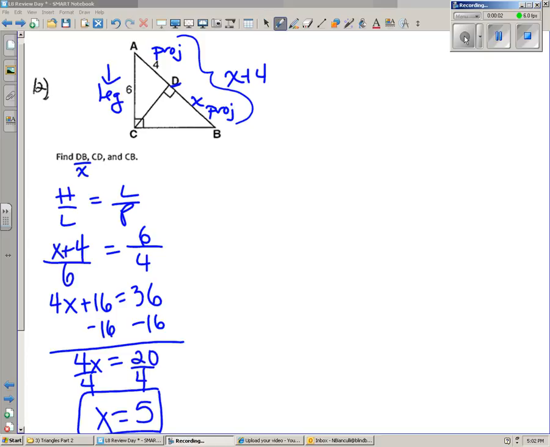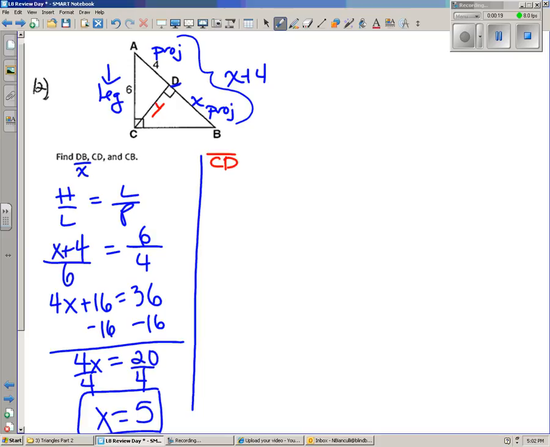All right, so we're going to resume this problem. The work for question 12, finding DB, is on the first video. And now we're going to find CD. CD is the altitude. I want to label it Y. So this is the work to find CD.